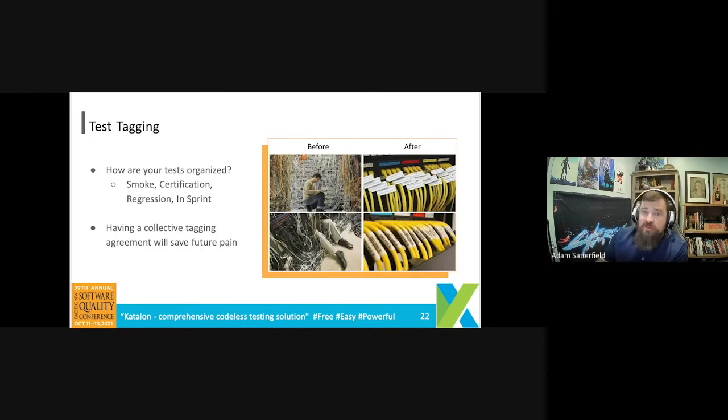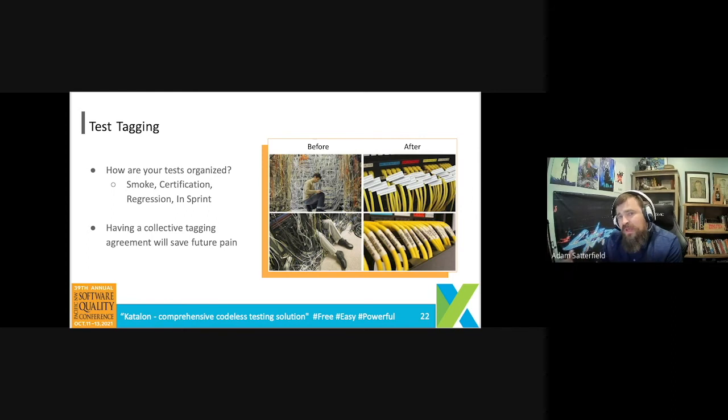This is one of my favorite ones. Absolutely. This has saved my bacon so many times. Having the ability to tag your tests and logically group them will allow you to say, it doesn't matter whether we have 20,000 or 50,000 test automation scripts. I know that these over here are for my checkout. I know that these over here are for my login. These are for smoke, certification, in-sprint, whatever it might be.